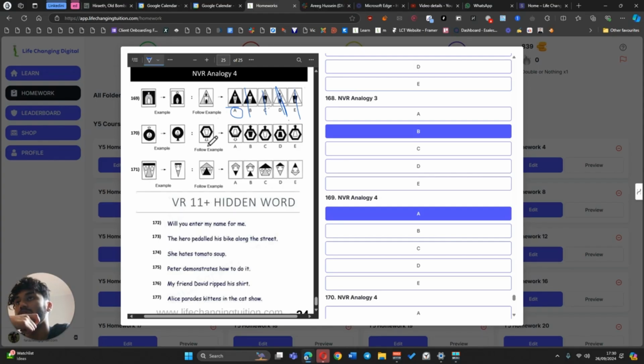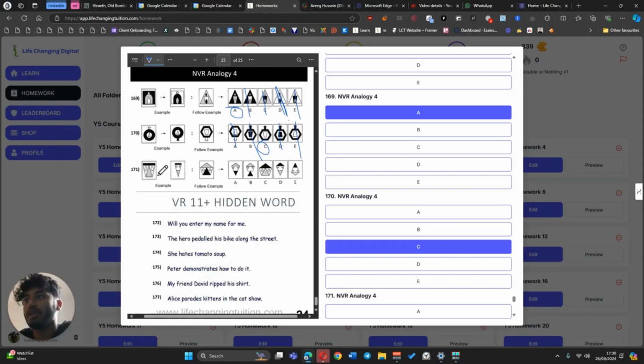170 seems to rotate 180 degrees, this one. Inside shape stays the same, so this arrow should be pointing upwards, and it should swap colour, so it should be black. Inside shape should stay the same, so it can't be B or D or E, so you're left with C.